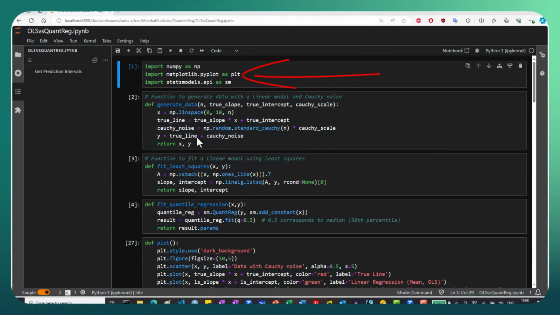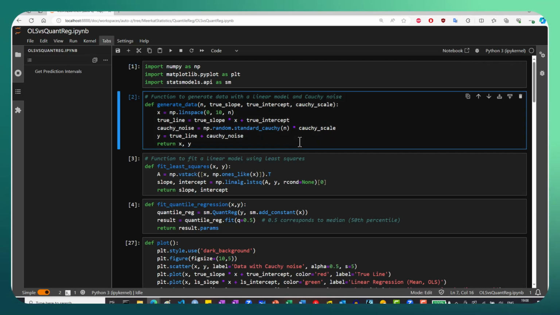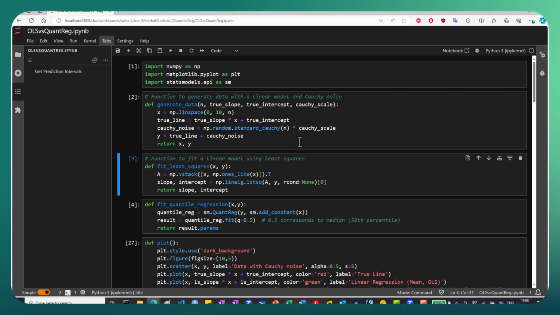Here I load the essential libraries, NumPy to create and handle the data, matplotlib to plot, and statsmodels to do quantile regression. This function will create some data that is centered around a linear line with a slope and intercept and add some Cauchy noise to it. This function will solve a linear regression using least squares. And this function will solve a quantile regression for alpha equals 0.5, that is for the median, using statsmodels' algorithm of choice, which is IRLS if I'm not mistaken.